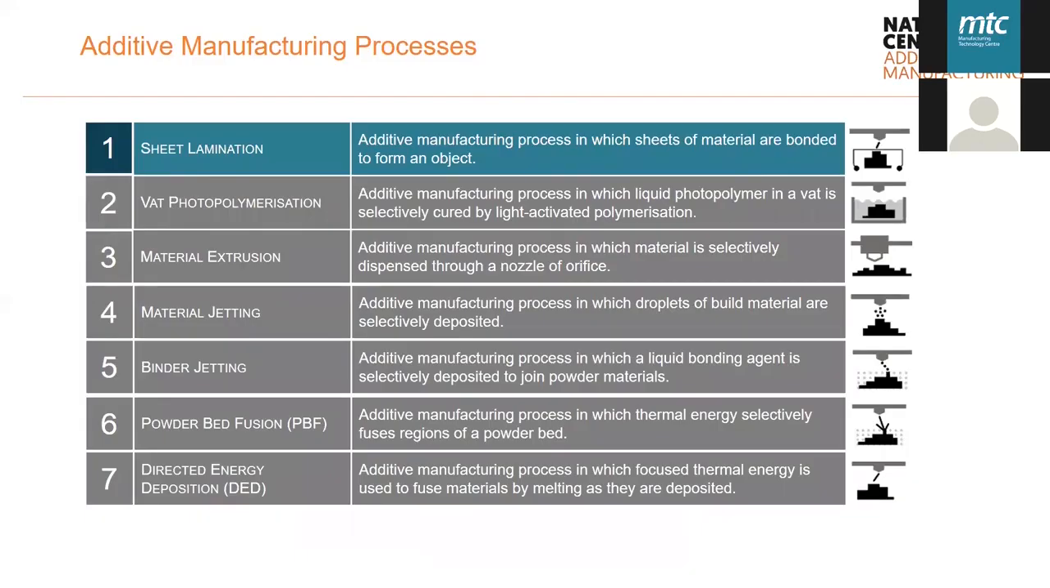So we're going to touch on sheet lamination. It's an additive manufacturing process in which sheets of material are bonded to form an object.